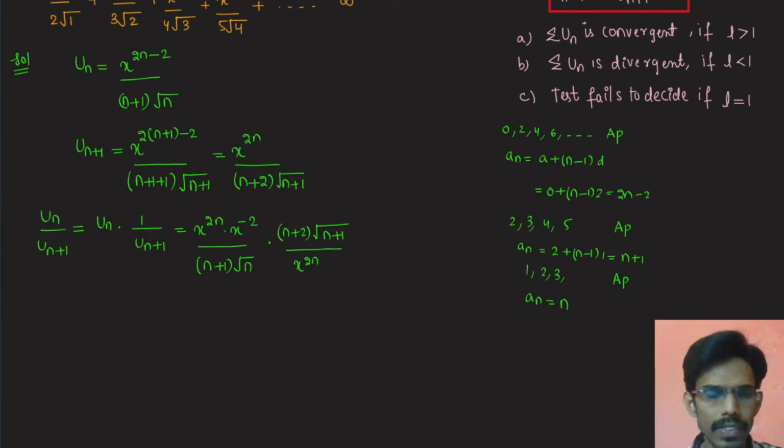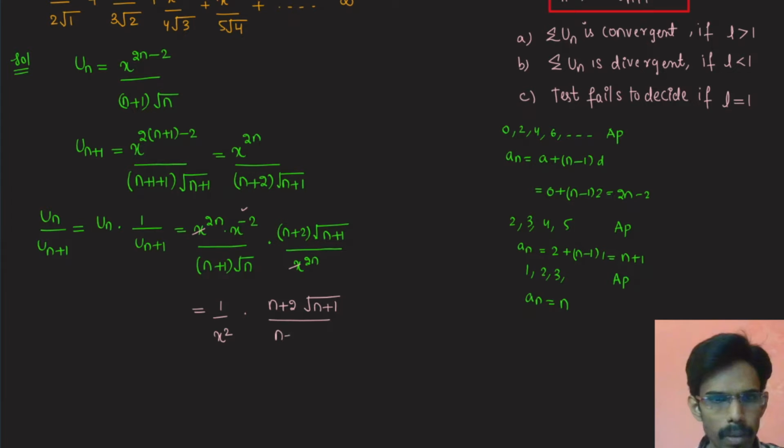Now we can cancel this x power of 2n and x power of 2n. Next we are left with this 1 by x square term. Here we have 1 by x square into n plus 2 root n plus 1 in the numerator. In the denominator we have n plus 1 root n, right? This is the ratio of un upon un plus 1.